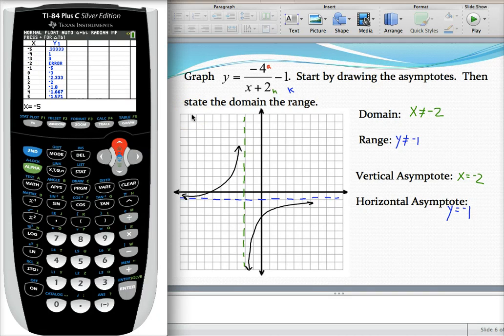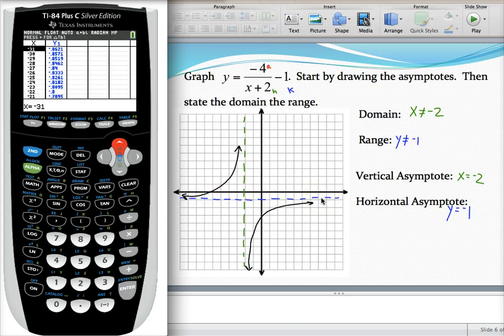Let me go ahead and keep scrolling up in the x column for a while. In other words, I'm going to make x get smaller and smaller and smaller, more and more negative. What you may be noticing is that y value is getting closer and closer to a certain number. And the value that y is getting closer and closer to is -1. It's our horizontal asymptote.